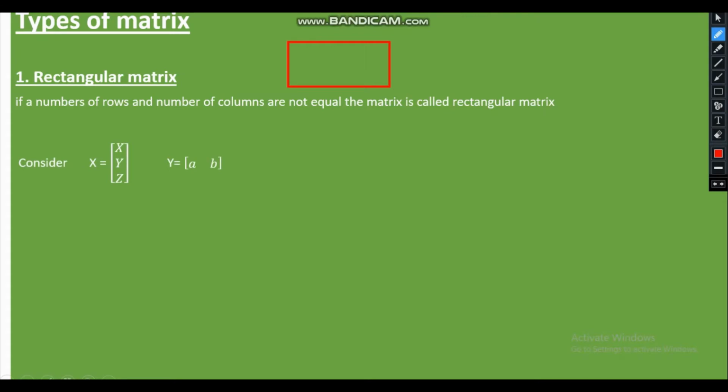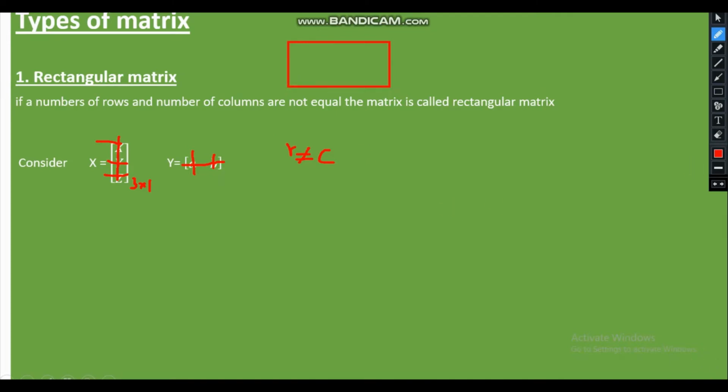Now I will consider a matrix x equal to x y z. So it means one row and 3 columns. Here the order of the matrix is not the same, because there are 3 rows and 1 column. Here again, 1 row and 2 columns. So the order of these matrices is not the same. Rows are not equal to columns. All this type of matrix is called a rectangular matrix.